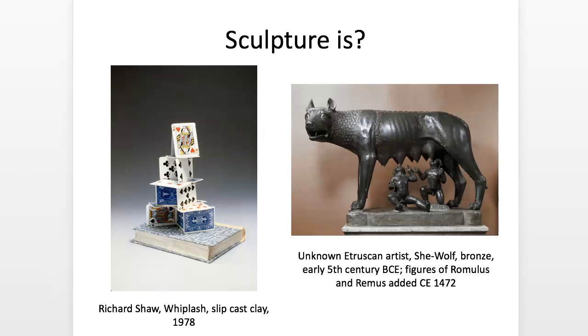Sculpture is an artistic form, a visual form, in which harder plastic materials, so that could be a lot of different types of materials, are worked into three-dimensional art objects. So the main consideration of sculpture that differentiates it from other art forms is the three dimensions.